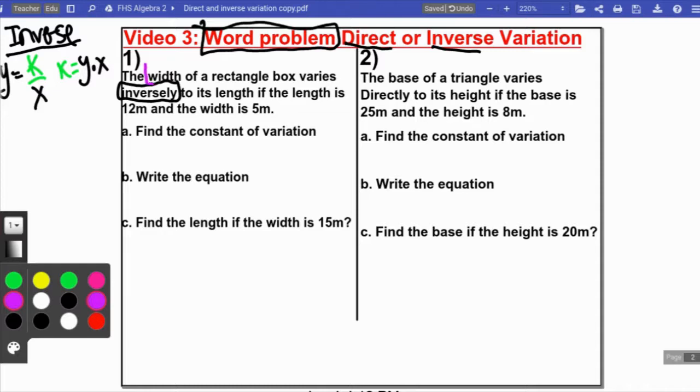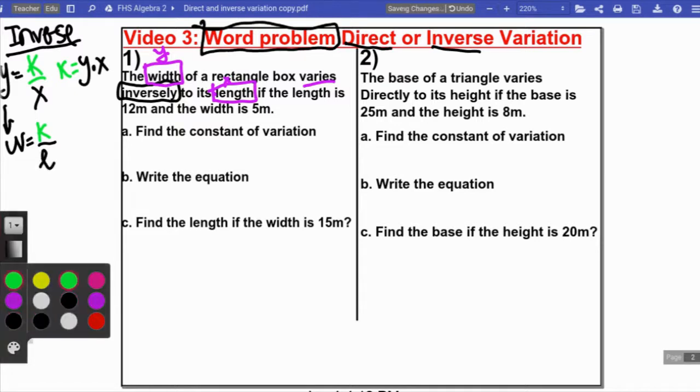It says the width varies inversely to the length. So the width has to be the y, and the length has to be the x. The first one will be the y, the second one will be the x, so we need to change these letters. The y changes to w equals, and I still have my k. K will never change. K is just like your bill. You keep paying that bill. That bill will never go away. And instead of x, you change it to L.